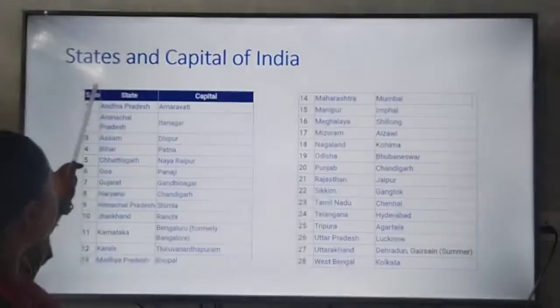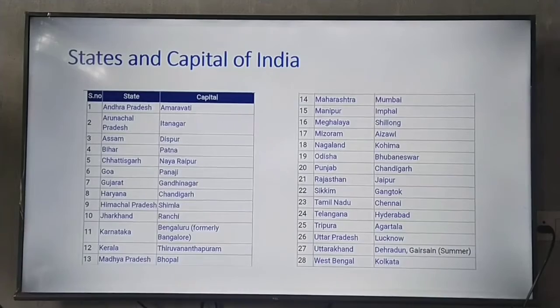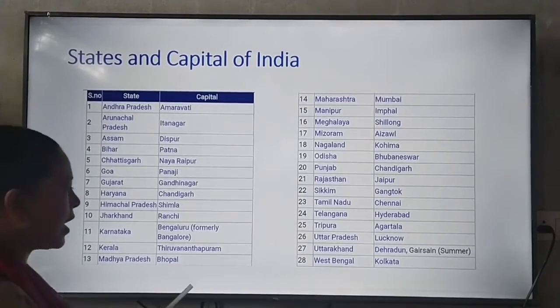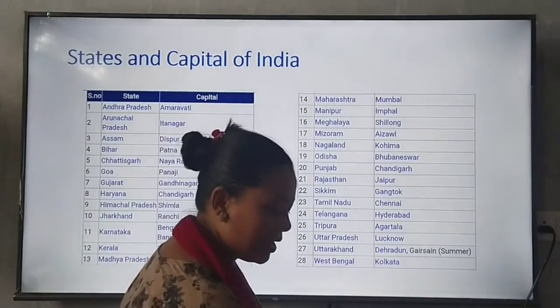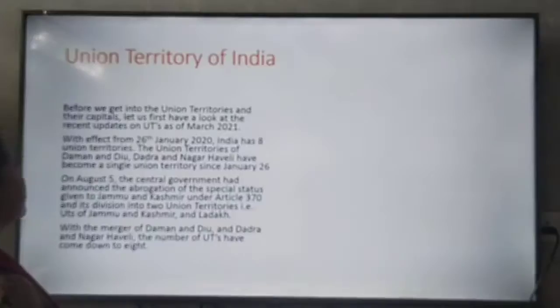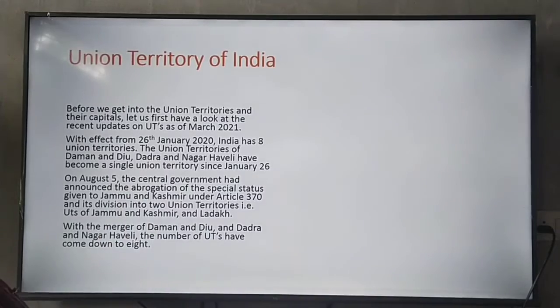So children, these are the list of states and capital of India. I will show you the states and capital of India in the map. So now next one, Union Territory of India.